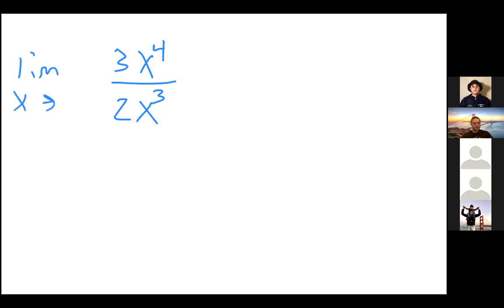Same thing here. There's so much that we could cover with this. The biggest thing is, let's talk about this type of problem really quick. If we have 3x to the fourth over x cubed, does anyone know what this limit is? The limit as x approaches infinity. All right, I'm seeing 0.